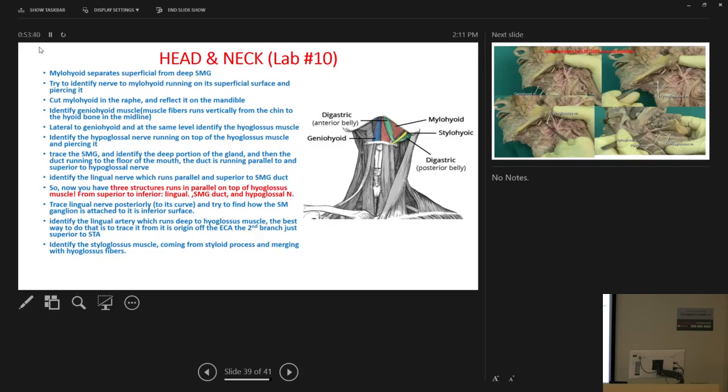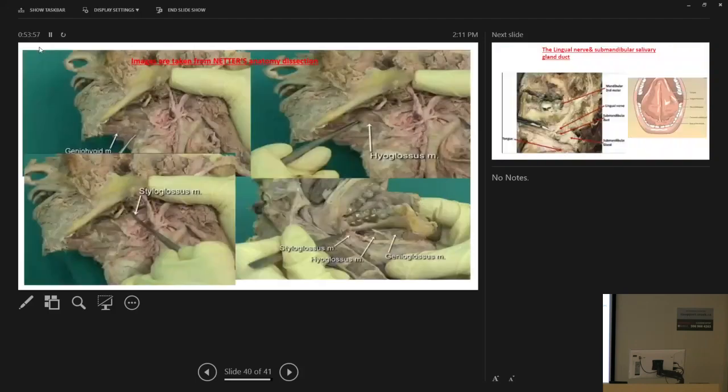So this is what we are going to do at this level. At this level, we're going to look at those, right? First of all, reflect the anterior belly of the digastric and the mylohyoid, cut it from the hyoid bone, reflect it. Look at the geniohyoid. Lateral to the geniohyoid, you are going to see what? You are going to see your hyoglossus. Now, those pictures, I took them from Netter's anatomy dissection.